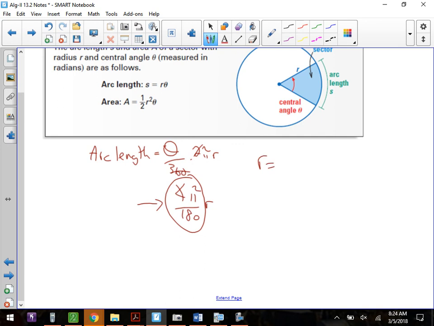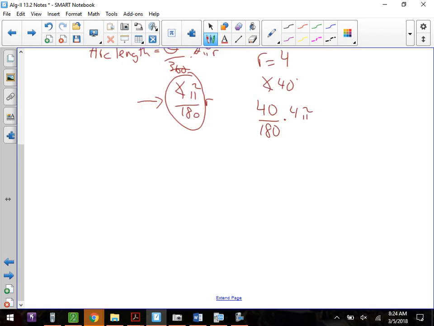So if you have a radius of 4 and a central angle of 40 degrees, what you did is you did 40 over 180, slap a pi next to it, multiply it by the radius. Okay. And you would just simplify stuff out. This is exactly what you did last year for arc length. You simplified to, what is that, 9, so this is 8 pi over 9. That would be your arc length. Okay.